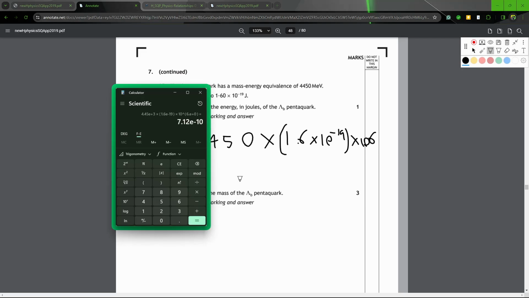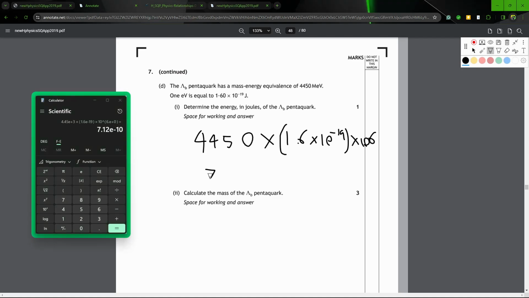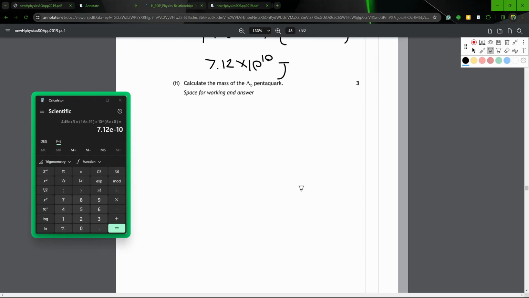Gives us 7.12 times 10 to the negative 10, which doesn't seem like a lot, but that's one particle using all that energy. Well, one particle, I assume, producing all energy. So it's actually quite a fair chunk of change. So go and write that down. Remember, units of energy is joules.